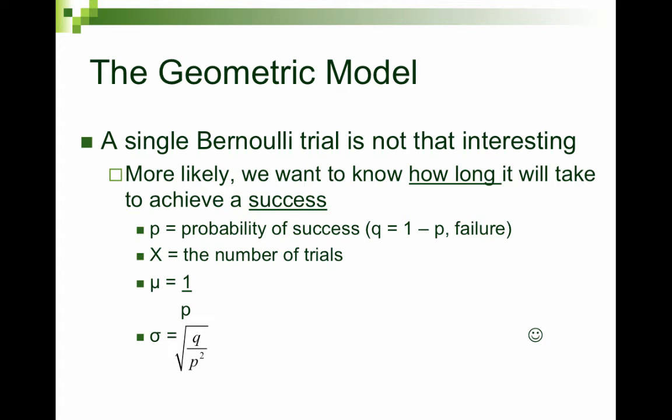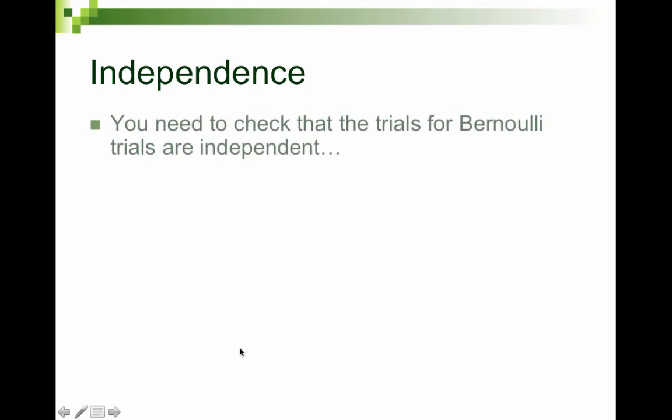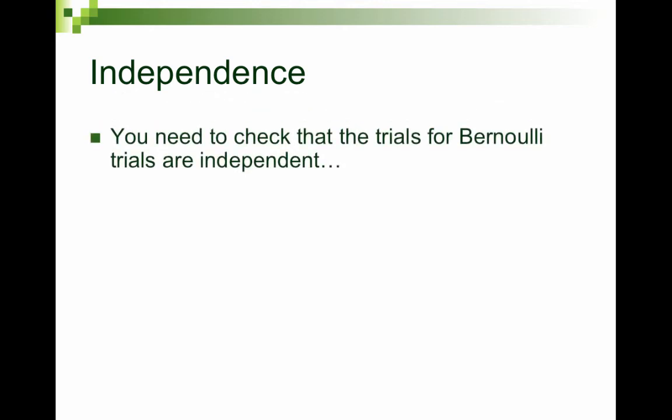And then the standard deviation, which we use sigma for, is the square root of your probability of failure divided by the probability of success squared. This brings us to independence. You need to check that the trials for Bernoulli trials are independent.